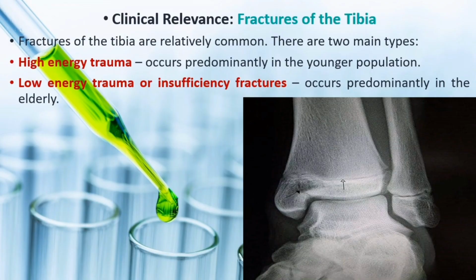Clinical relevance. Fractures of the tibia. Fractures of the tibia are relatively common. There are 2 main types. High-energy trauma occurs predominantly in the younger population. Low-energy trauma or insufficiency fractures occur predominantly in the elderly. Fractures most commonly occur at the shaft of the tibia, and are typically associated with fibula fractures.